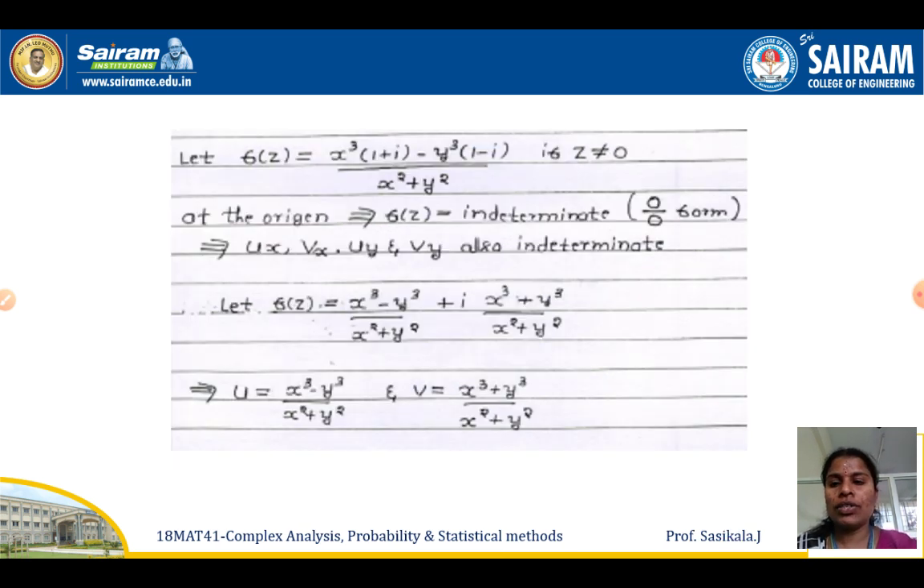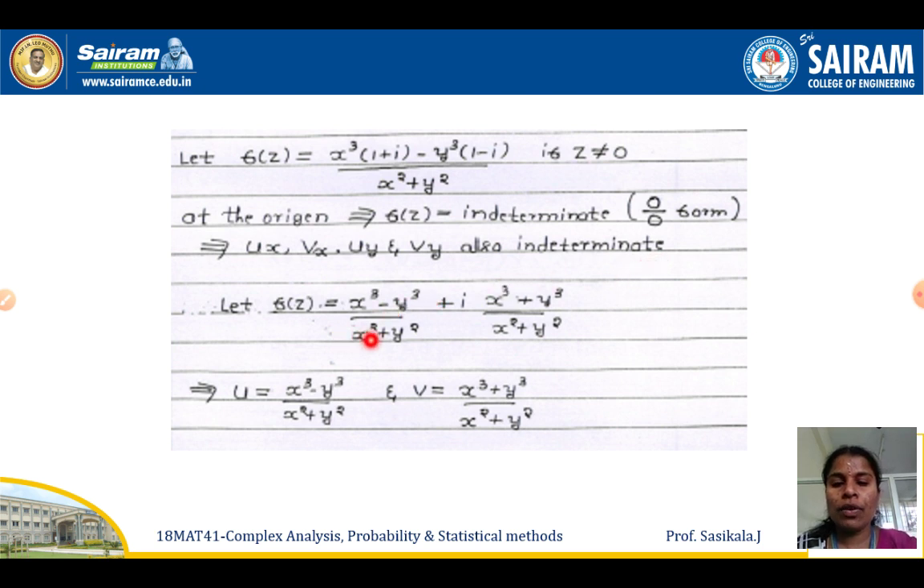So now take f of z when z is not equal to 0. At the origin, f of z is an indeterminate form. Why? Because it is getting the 0 by 0 form. So now ux, vx, uy, vy are also indeterminate.